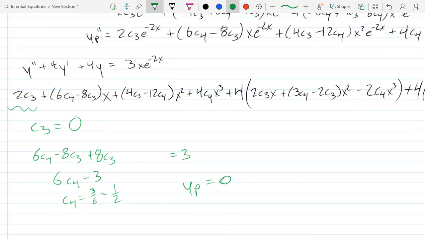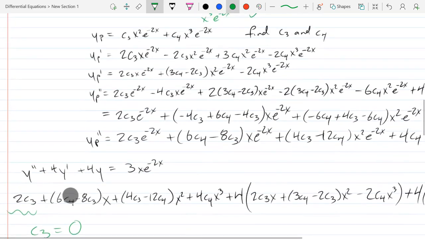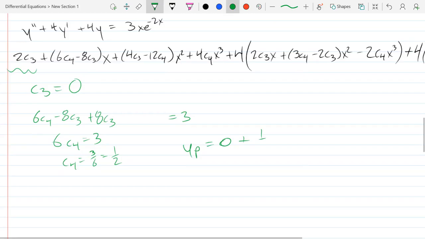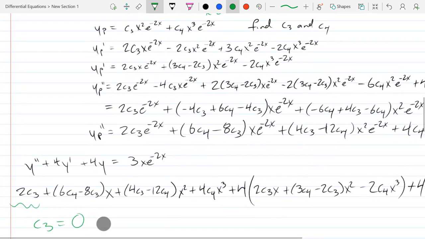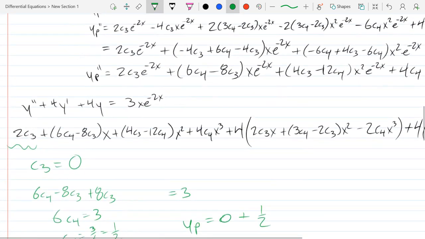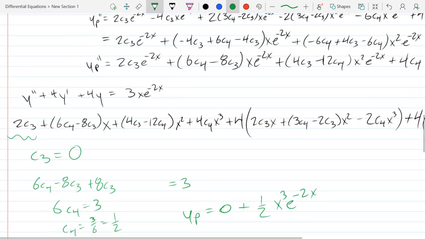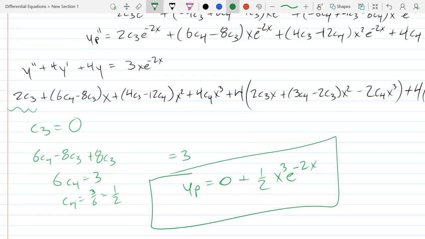So somewhere up here, c3x squared, well, 0, plus c4, 1/2, x cubed, e to the negative 2x. All right, there we go. No problem. Some easy algebra for Friday.